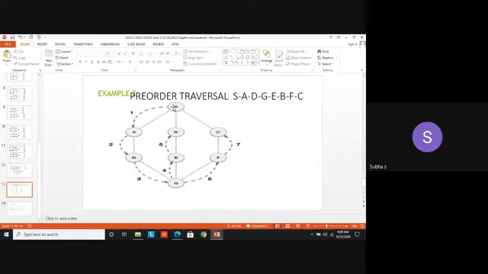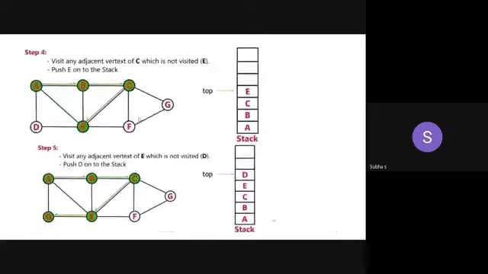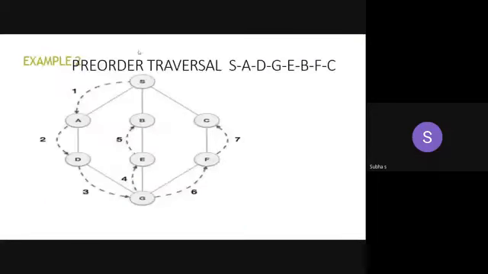What you are doing in DFS? Go to any one adjacent node. This dotted line is the steps that is mentioned. So from S, I am going to one adjacent vertex. Actually, I have 3 adjacent vertices for S: A, B, and C. So I move to A. That is the first step.